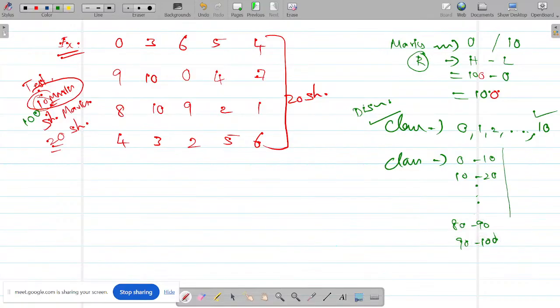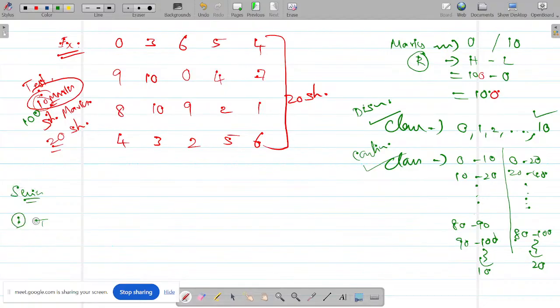Or I can have it as 0 to 20, 20 to 40, your wish, up to 80 to 100. This is in terms of tens, this is in terms of 20s. If I classify in this way, I call this a continuous series. Actually, we have 3 types of series. What are the 3 types? First is individual observation. Second is discrete. Third is continuous.